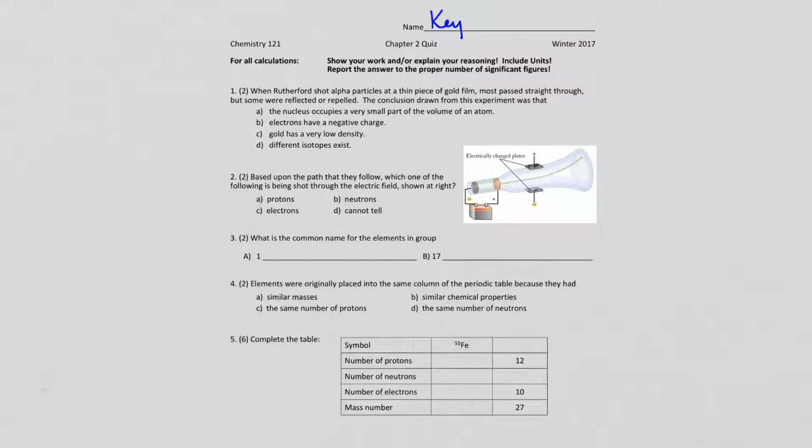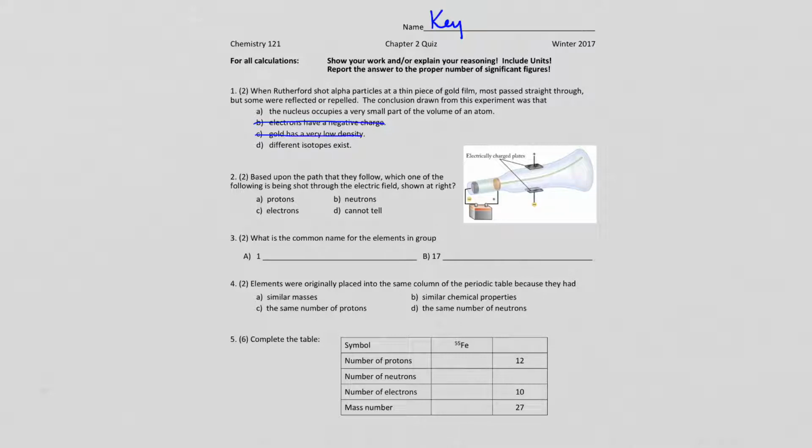When Rutherford shot alpha particles at a thin piece of gold film, most passed straight through, but some were reflected or repelled. The conclusion drawn from the experiment was what? And this is the gold foil experiment. Obviously, Rutherford is not a guy who really had much to do with electrons. That was more J.J. Thomson and Millikan with his oil drop experiment. This is just knowing from the facts that we learned from our lecture series and from the textbook.